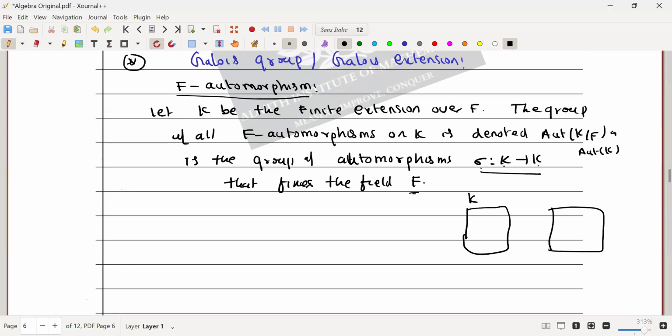So this is the field K, sir. This is K, which is an extension field of F. So assume this is F, and this one is also F. Okay. Assume F contains some elements.